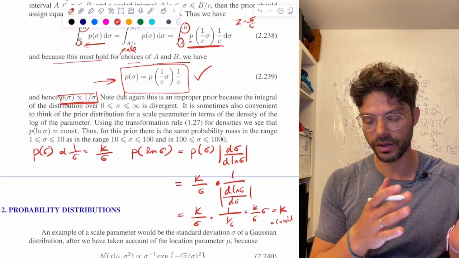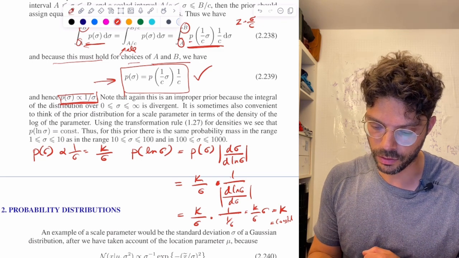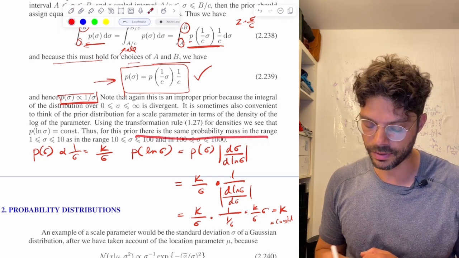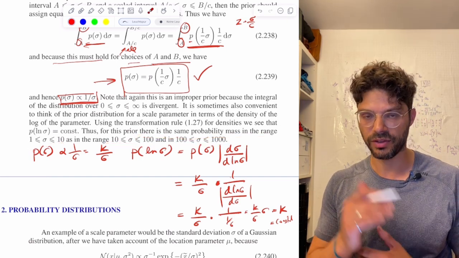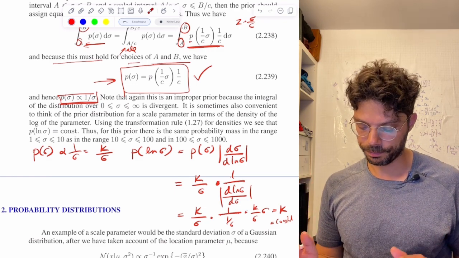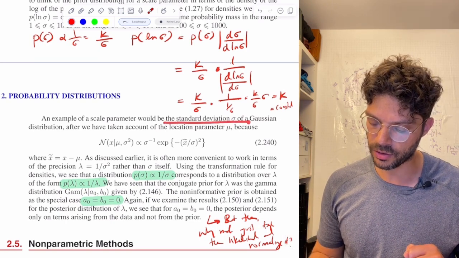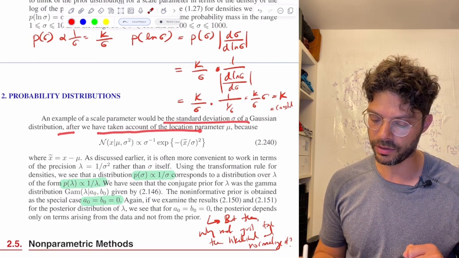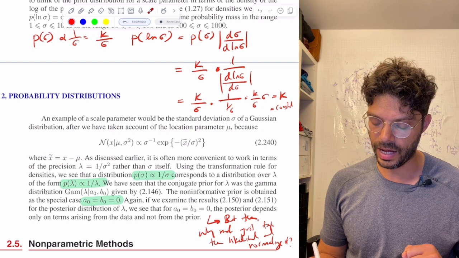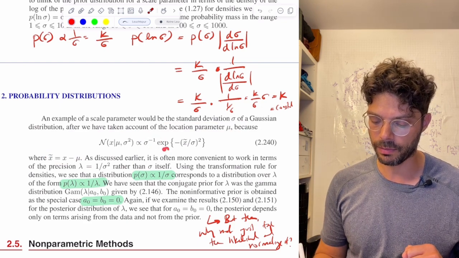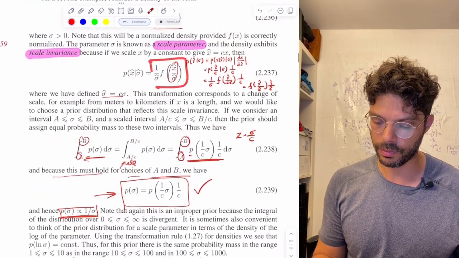So if we look on a log scale, we've assigned equal probabilities. Thus, for this prior, there's the same probability mass in the range 1 to 10 as in the range from 10 to 100 and 100 to 1,000. So that's again the scale invariance. An example of a scale parameter would be the standard deviation sigma of a Gaussian distribution after we have taken account of the location parameter, because we've defined x tilde as x minus mu, and now we have 1 over sigma, and some function of x tilde over sigma. So this is exactly what we wanted up here.